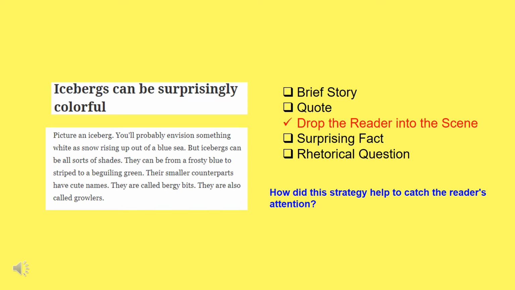In this next article, they drop the reader into the scene. Let's find out how they got that done.